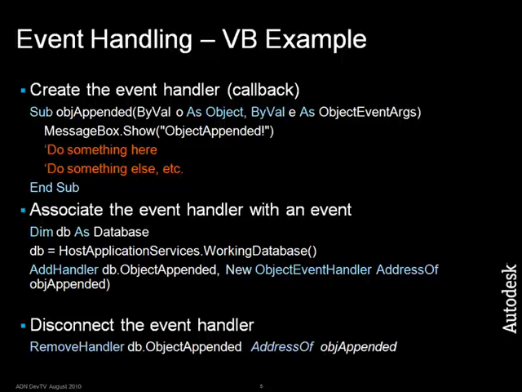In VB, you also create the event handler. In this example, it is a sub procedure named obj_appended. Notice it is using the required signature for an ObjectEventHandler, which needs two arguments. The first argument is an object, and the second is an ObjectEventArgs. You use AddHandler to set up the event. Notice the first argument is the event, in this case the ObjectAppended event of the database, and the second argument is a new ObjectEventHandler that uses AddressOf with the name of the sub we created, obj_appended. You remove the event by using RemoveHandler and AddressOf.